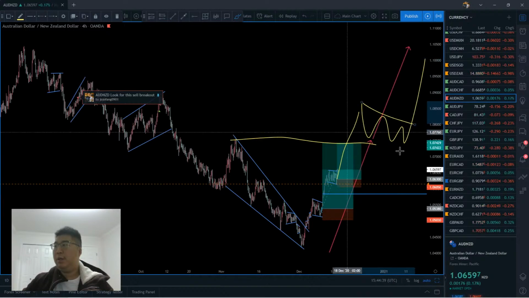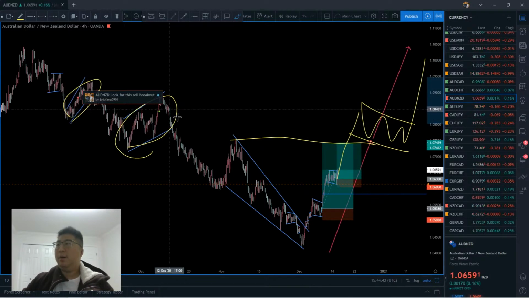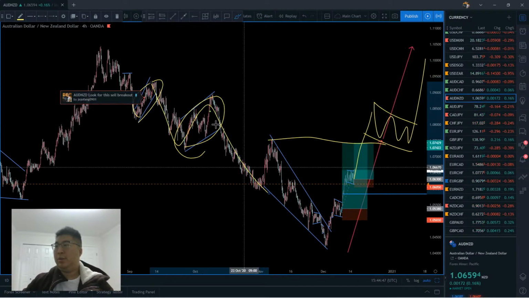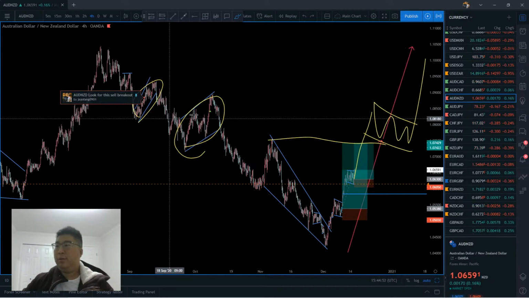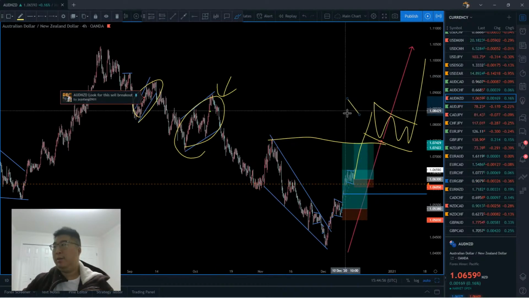So waiting for a larger structure, something like this or something like this, is more ideal because it is a continuation correction. You want to judge how much price has already moved in order to see what the next continuation correction will be.